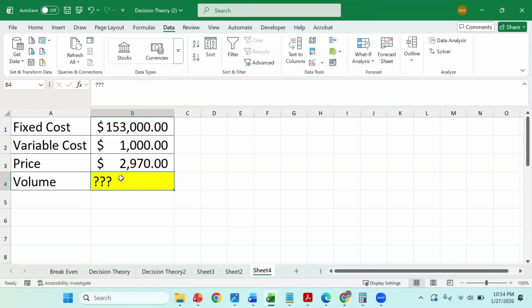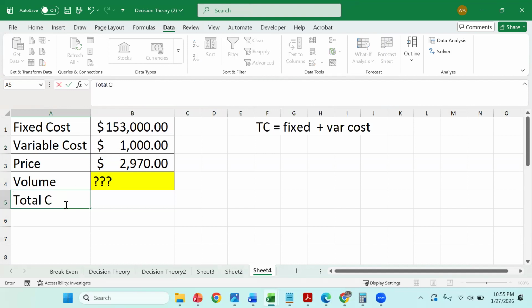But before I go into Solver, I need to put these formulas together, because the formula I had was total cost equals fixed cost plus variable cost. Okay, so I'm going to need somewhere on my table where I capture the total variable cost, because I only have variable cost for one patient, but I don't know what my total variable cost is. So I'm going to have total variable cost over here.